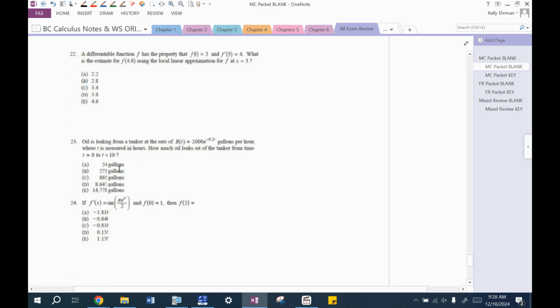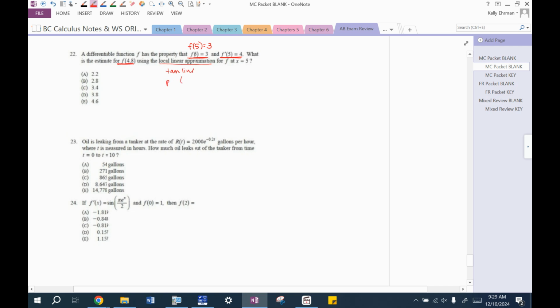All right, last page of problems here. So a differentiable function f has the property that f of 5 equals 3 and f prime of 5 equals 4. What is the estimate for f of 4.8 using the local linear approximation? That just means tangent line approximation for f at x equals 5. That means come up with the tangent line and then plug in 4.8.